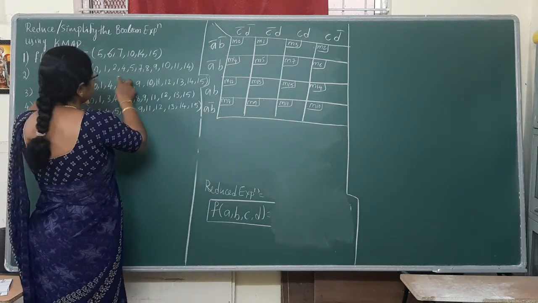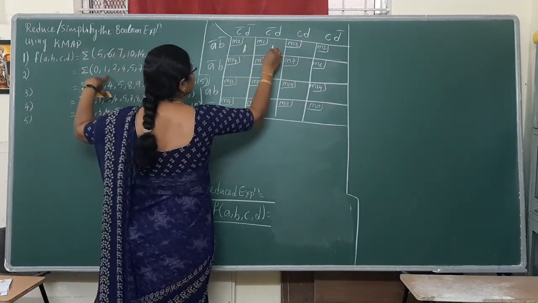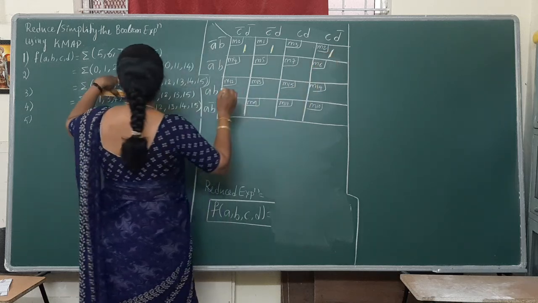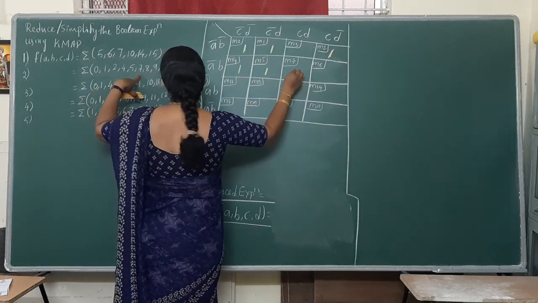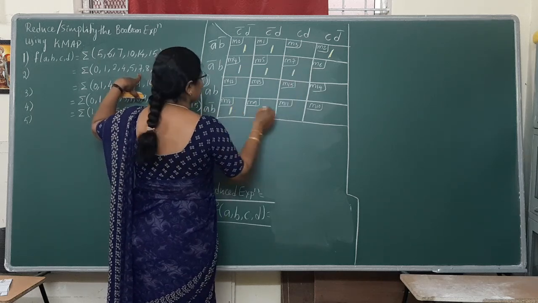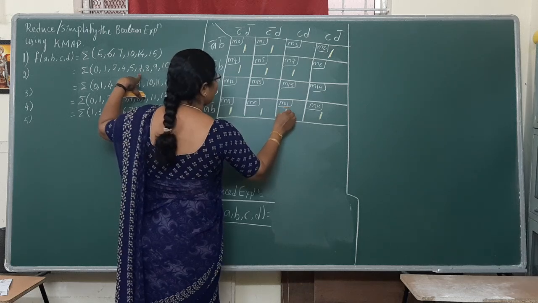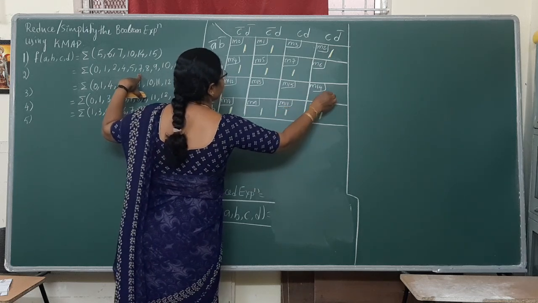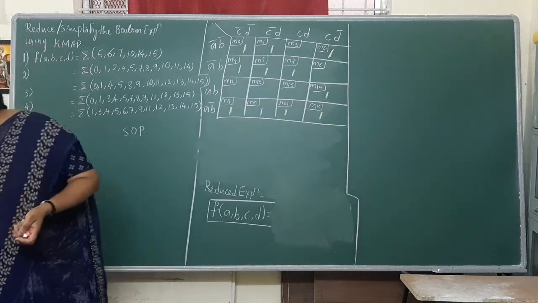the second one contains 0 is present, 1 is present, 2 is present, 4 is present, 5 is present, 7 is present, 8 is present, 9 is present, 10 is present, 11 is present, 14 is present. How are we going to do the groups? Please look here.